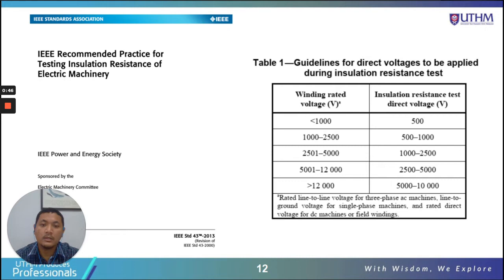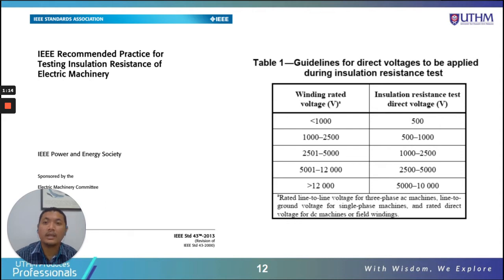Before 2013, the previous version was 2000. So after 13 years, IEEE has revised this IEEE Standard 43. So what is IEEE Standard 43? IEEE Standard 43 is the IEEE recommended practice for testing insulation resistance of electric machinery.